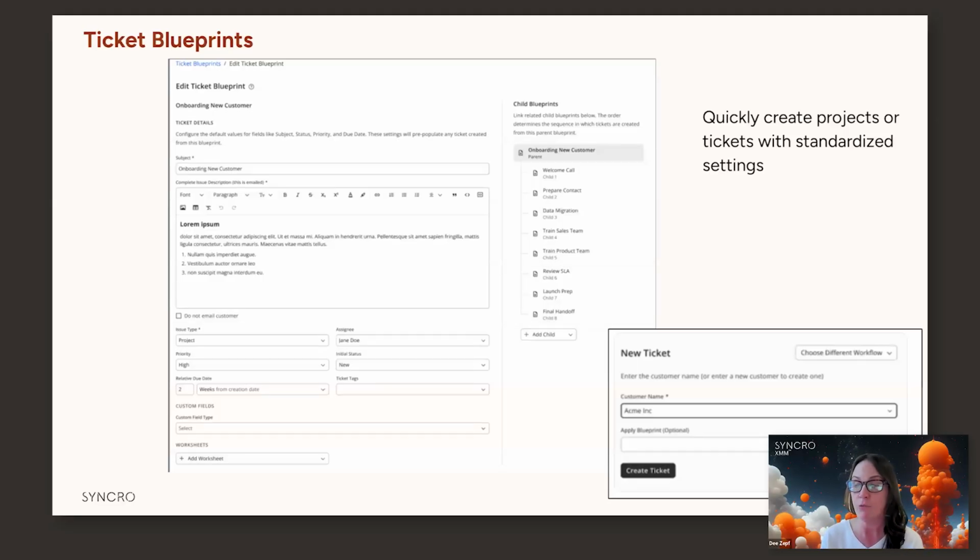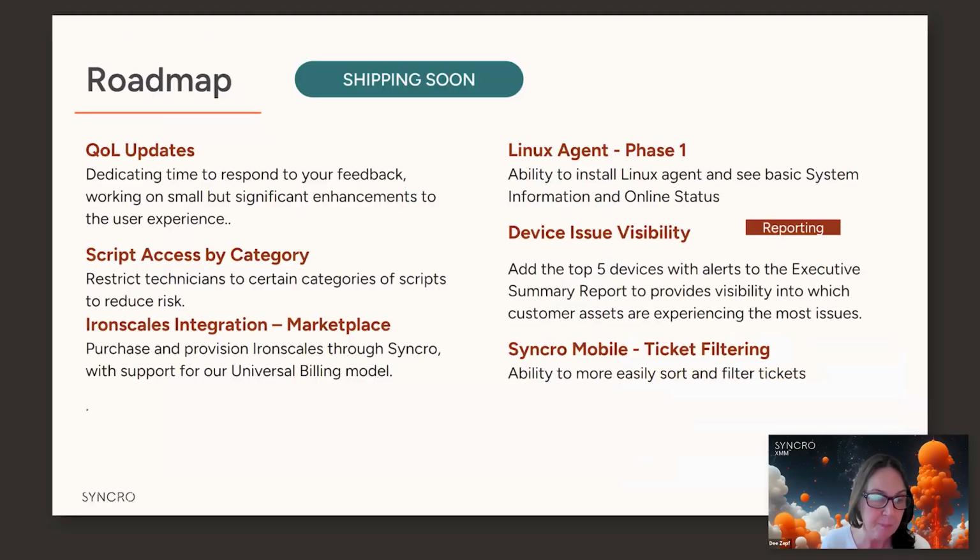So maybe you have a project that you do all the time. It's like onboarding a new employee, setting up a new network, whatever it is. And there's a certain set of steps that you always want to go through. You can really easily and quickly create all of the content for that parent ticket and for all the child tickets. And then whenever you create a new ticket, you can just choose to apply a blueprint. It will automatically create one or more tickets for you, so you won't have to go through that manual process of creating those all one at a time.